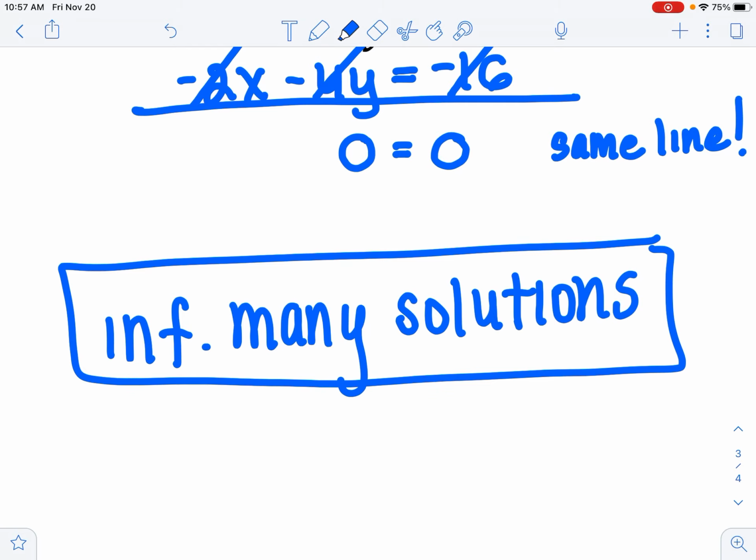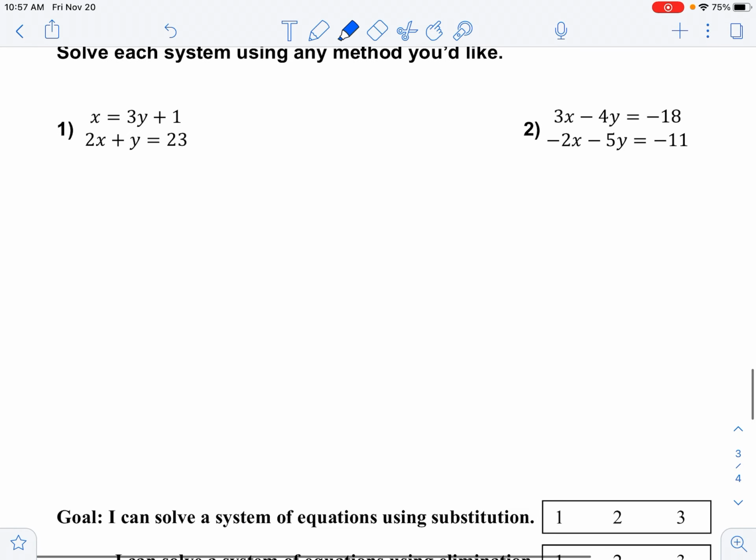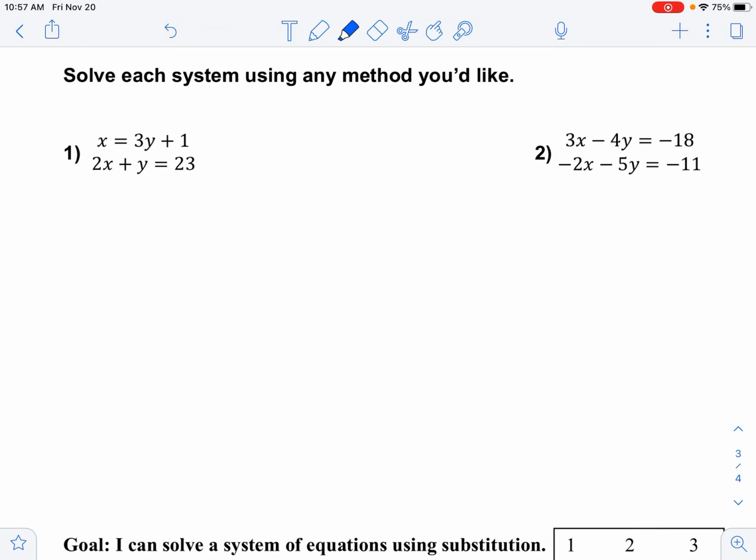Here I got 0 equals 0. Does that make sense? Yeah, that makes sense, but everything canceled out. That's the exact same line, infinitely many solutions.